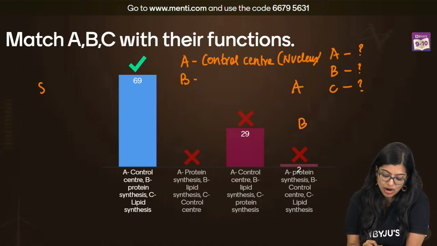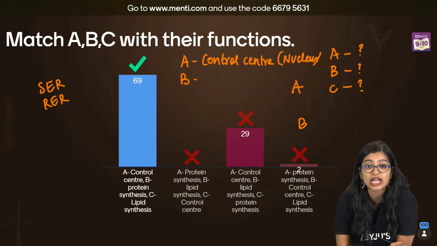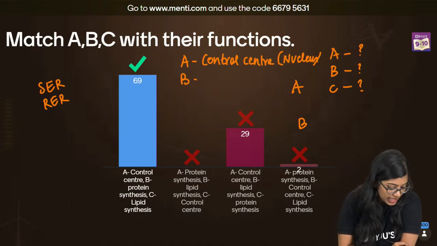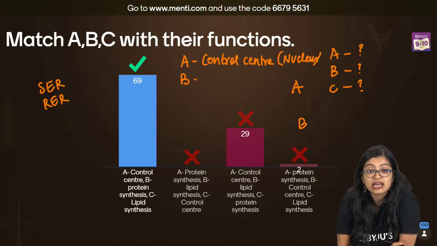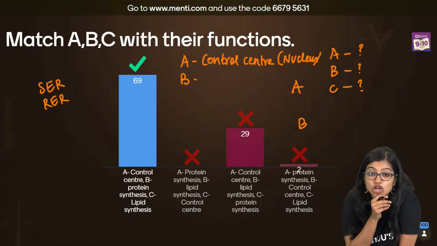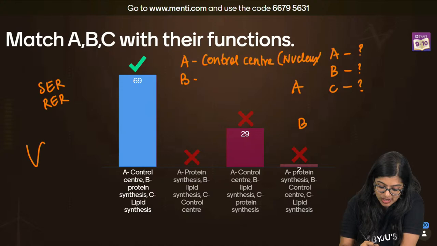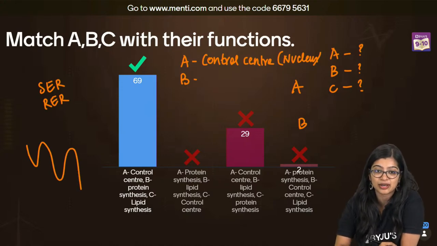Was B SER or RER? Was B rough endoplasmic reticulum or smooth endoplasmic reticulum? Can you tell me the answer? I can still see a mix of answers. It was rough endoplasmic reticulum, right?